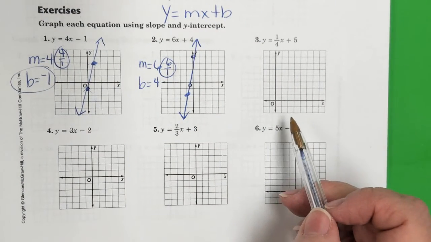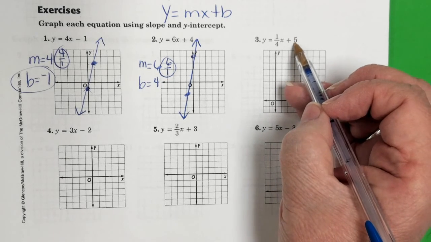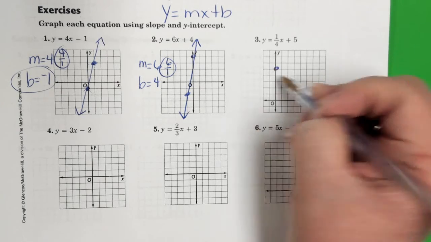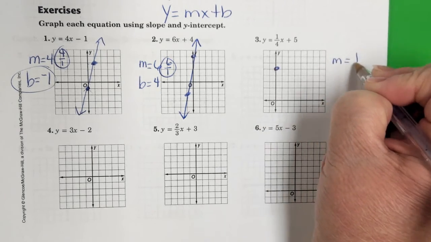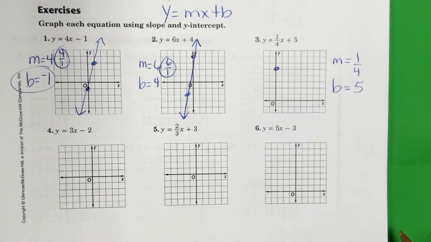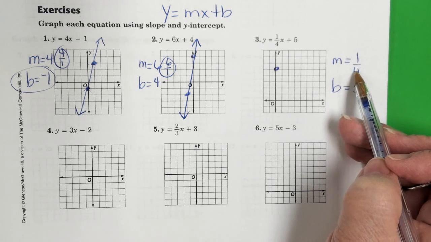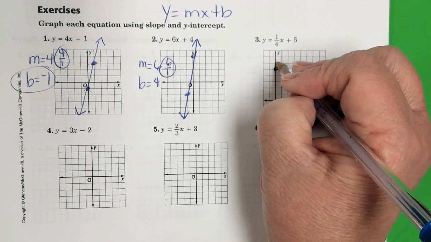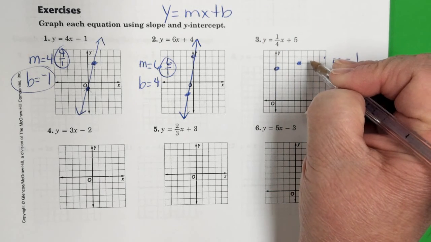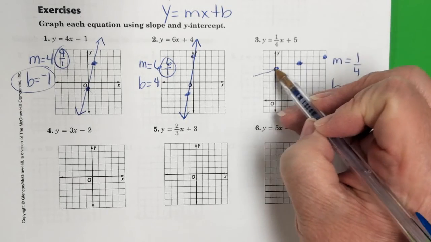And here's one with a fraction. It's already in slope-intercept form. We're going to plot 5 on the y-axis. Because we always start with the y-intercept. Now we're going to count this slope. And remember, that's rise over run. Since it's positive, we're going to go up 1 over 4. Up 1 over 4. This one should be right here. And then connect your points.